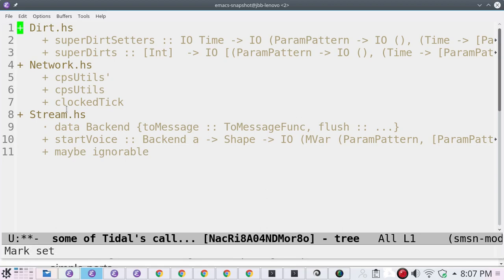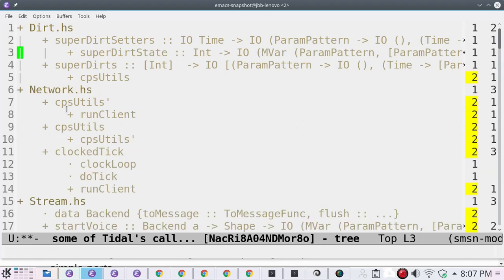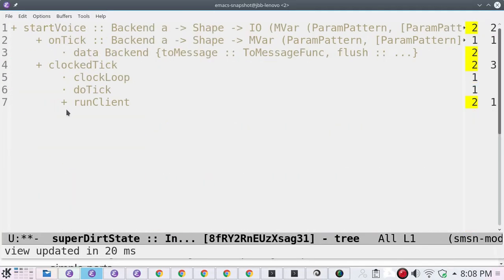So now, if I unfold this a little more, we find superdirt state. That's the function that I started looking at. So let's see what's going on there. I'm going to visit that now. So I go to superdirt state, which is listed at the bottom of the screen, so that says that's what we're looking at. And so we see that superdirt state calls start voice. Start voice calls onTick. Start voice also calls clocked tick. onTick uses the backend data structure. Clocked tick calls these three functions.